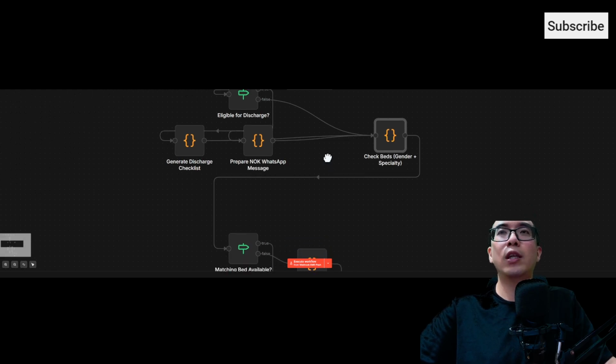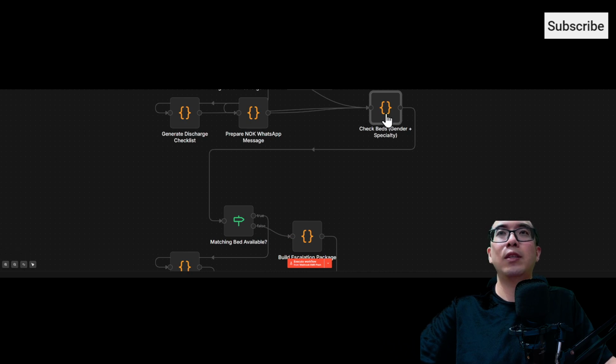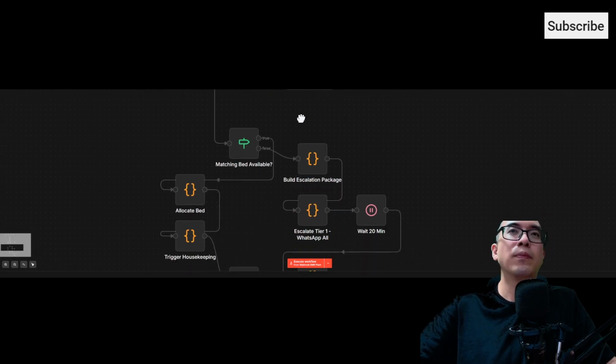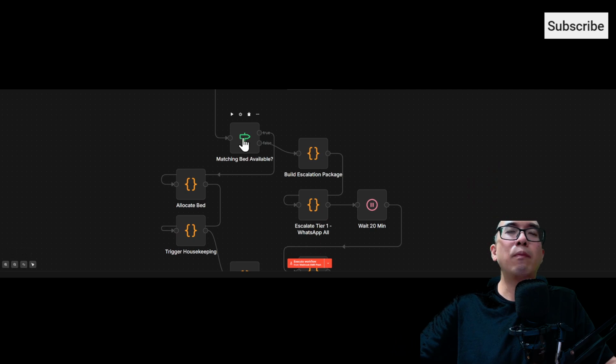Separately, we check on the bed types, because there are some wards that are gender specific, some that are specialty specific, and some that are shared, like MRSA. There are a lot of ward criteria in a bed management unit. That's where bed matching comes in, and bed matching is super difficult. On a happy day, if the bed can be allocated, that is the best.